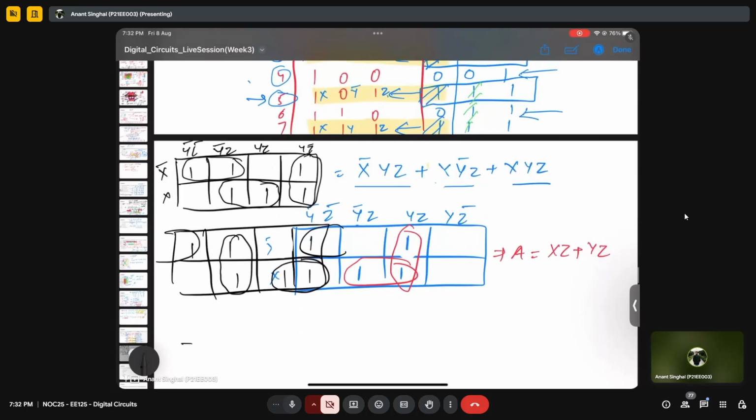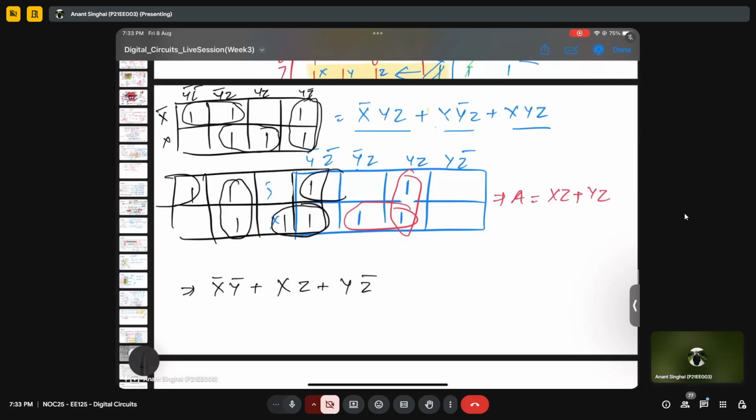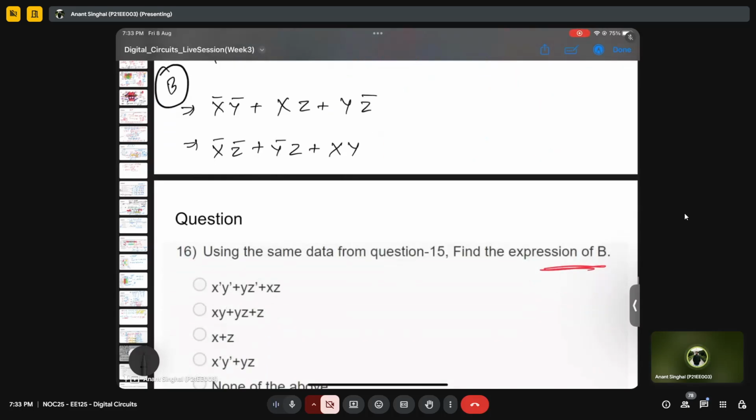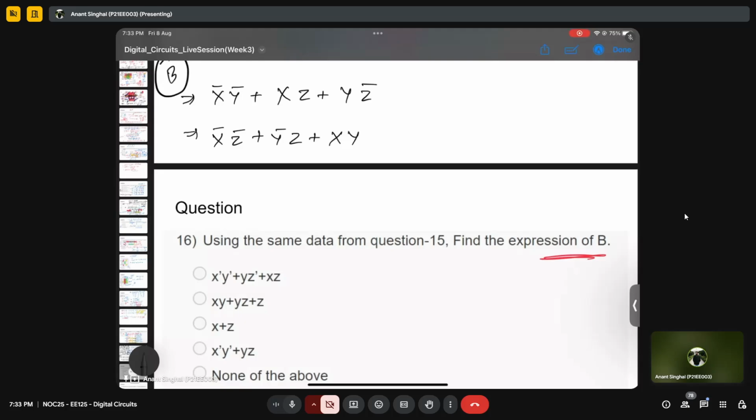So from the first block, the answer could be x bar y bar plus x z plus y z bar. From the second, the answer could be x bar z bar plus y bar z plus x y. So these two can be the possible answers for B. Is there any option like that? x bar y bar plus x z. Yeah, option A is the correct answer.